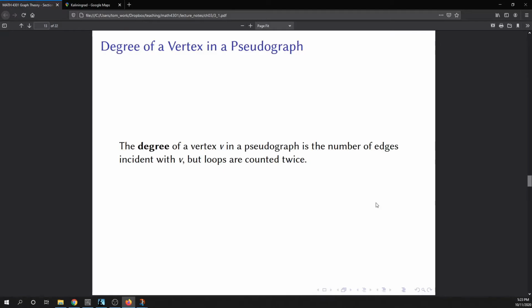Also, one difference that we'll have is about the degree of a vertex. The degree of a vertex V in a pseudograph is the number of edges incident with V, so that's the same as before. But the main difference when we're talking about pseudographs is that the loops are counted twice. Okay, so we've got to count those twice when we're talking about degree, and that's important.